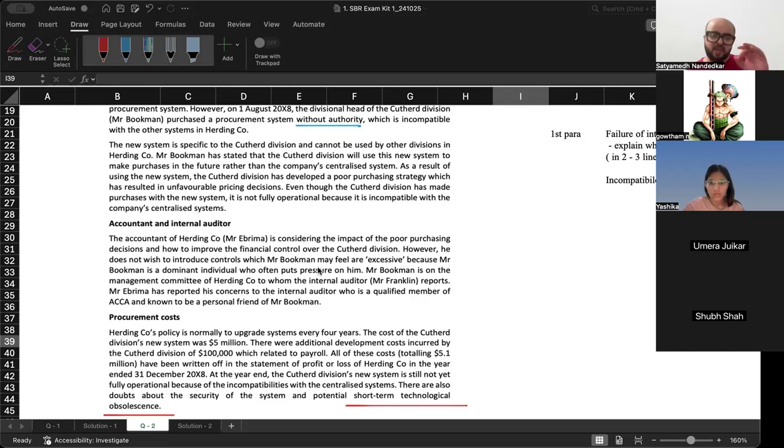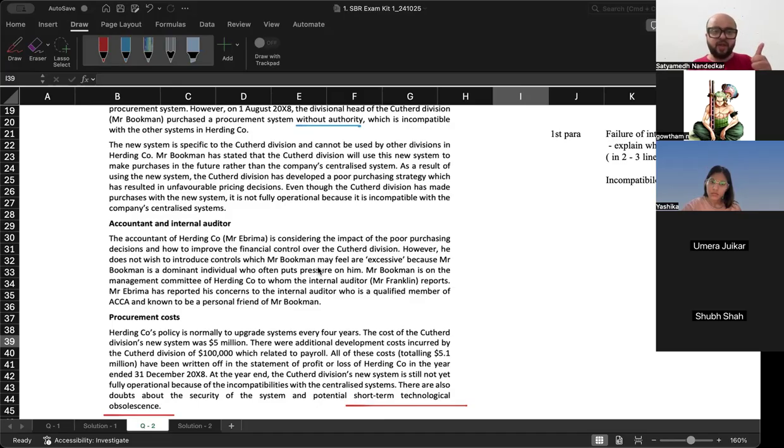The accountant has reported his concerns to the auditor, Mr. Franklin. The internal auditor is an ACCA member. So, in his capacity as an internal auditor, it is his responsibility to identify the causes for lapse of control. Why was the purchase allowed without authorization? Identify the financial impact. How deep is the risk? What can you do to prevent recurrence of that event?